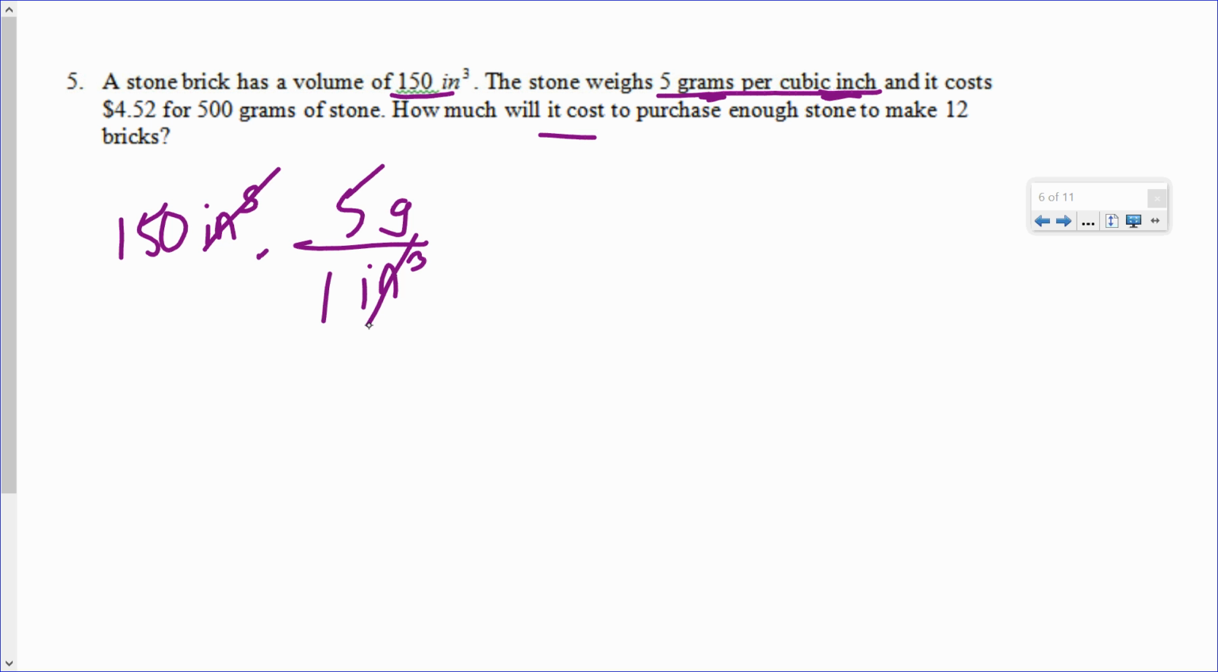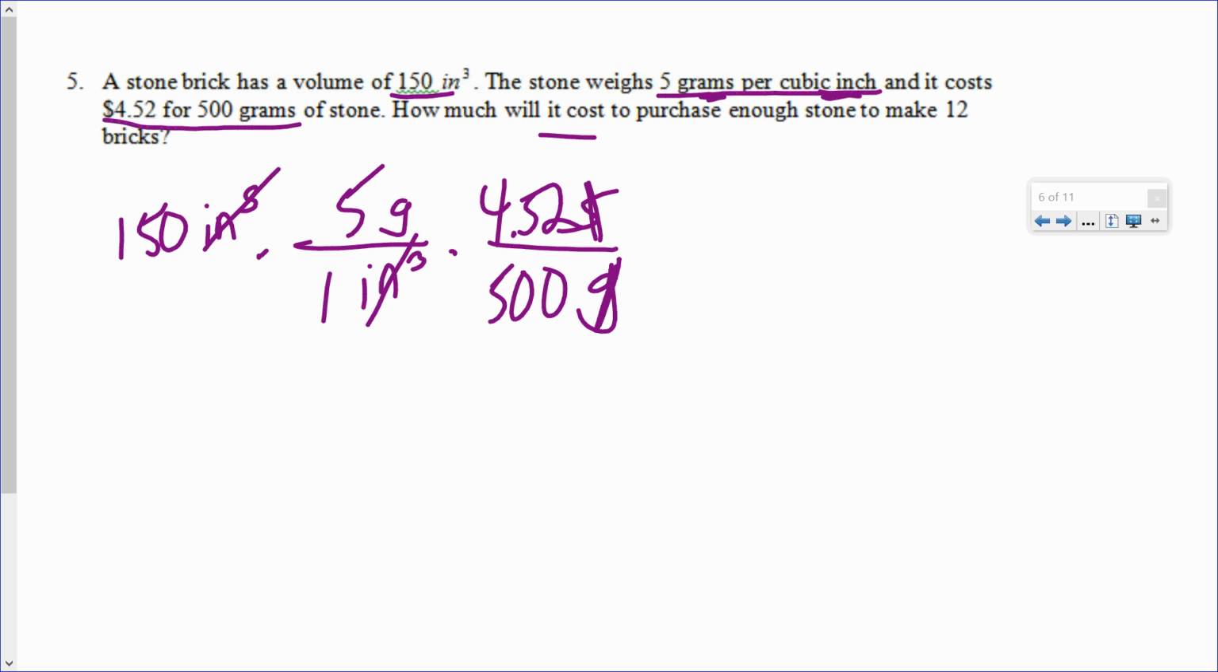Cubic inches are gone. Now I'm looking for grams. I see grams right there. I'm going from grams to money. So my grams goes on bottom. My money goes on top. 452 for 500 grams. So it's not a 1 on bottom. It doesn't say it's 452 per gram. It says it's 452 for 500 grams. So not a big deal. Just whatever it says, the relationship is, that's what you put down.